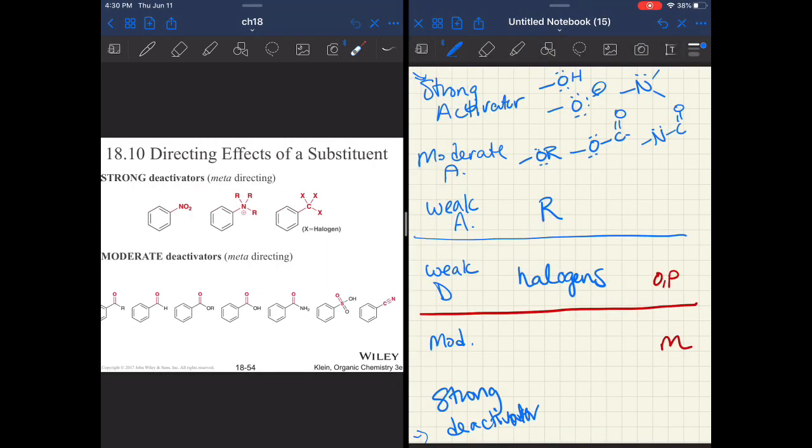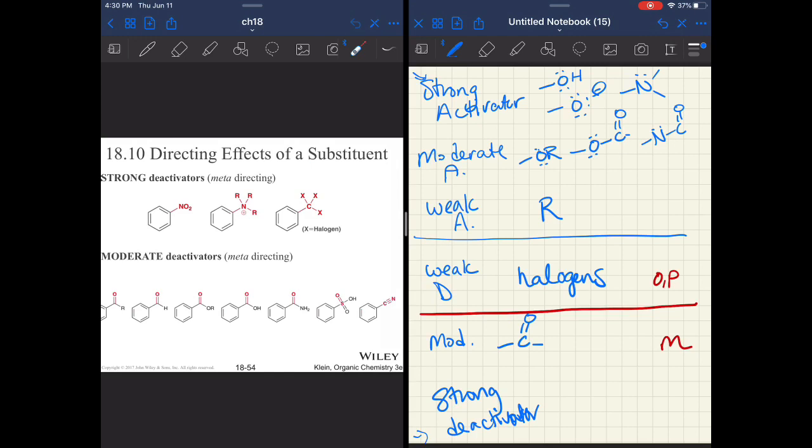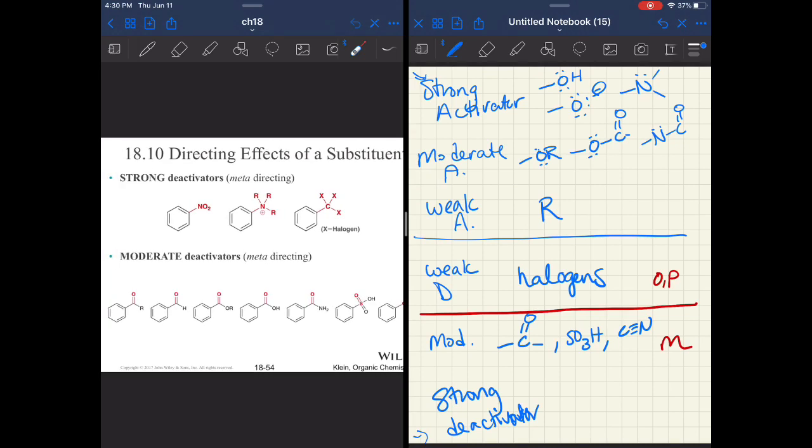Moderate deactivators, this is pretty much going to be anything with the carbonyl directly attached to the ring. It could be ketone, aldehyde, ester, carboxylic acid, or amide. Also your sulfonyl group, so the SO3H, that's a deactivator, that's a meta director, and nitriles.